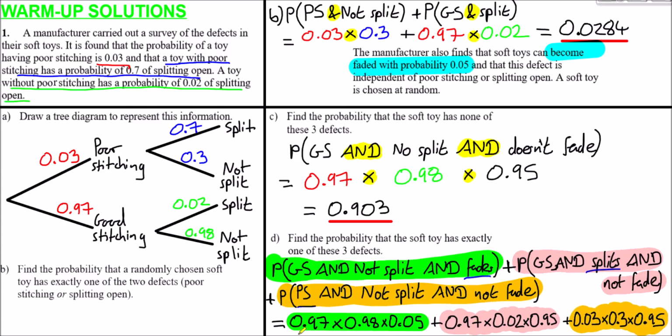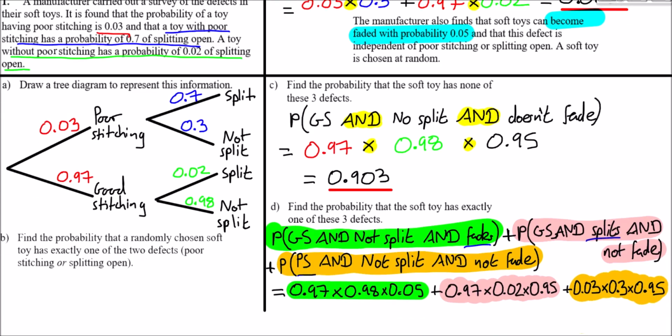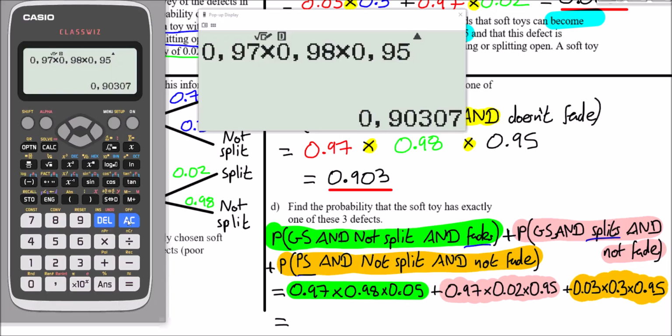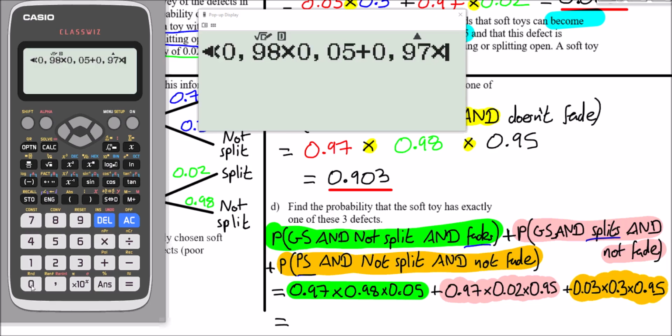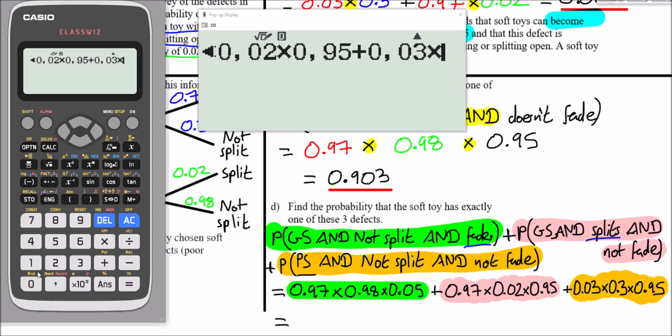So all you need to do is work out this beastly calculation. So just be doubly careful how you press this in. So here we go. The same goes for me. So be careful, Mr. Bailey. So 0.97 times 0.98 multiplied by 0.05 plus 0.97 times 0.02 times 0.95. Got the first two. And finally, 0.03 times 0.3 times 0.95. Press equals and hope.